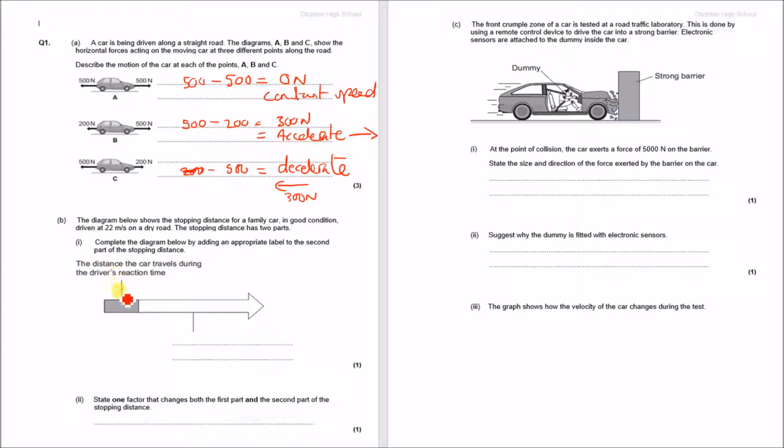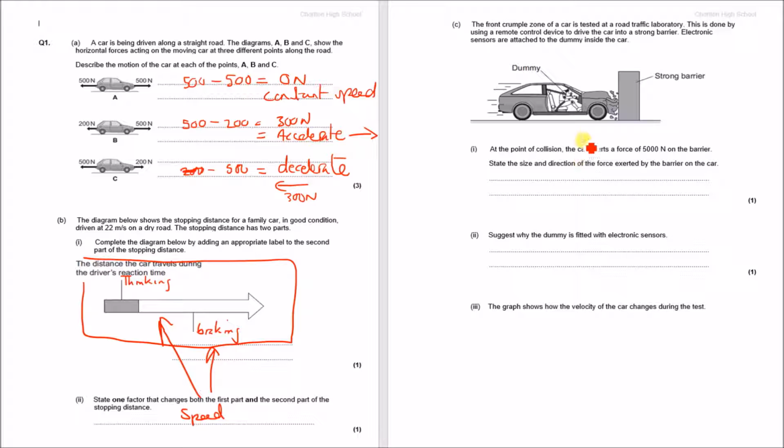Right, here is the first part of the overall stopping distance. The whole thing is the stopping distance, and the stopping distance is made up of the thinking and braking distance. State one factor that changes both the first part and the second part. Remember from the theory video, this is the speed of the car. Speed is going to affect both the braking and the thinking distance.